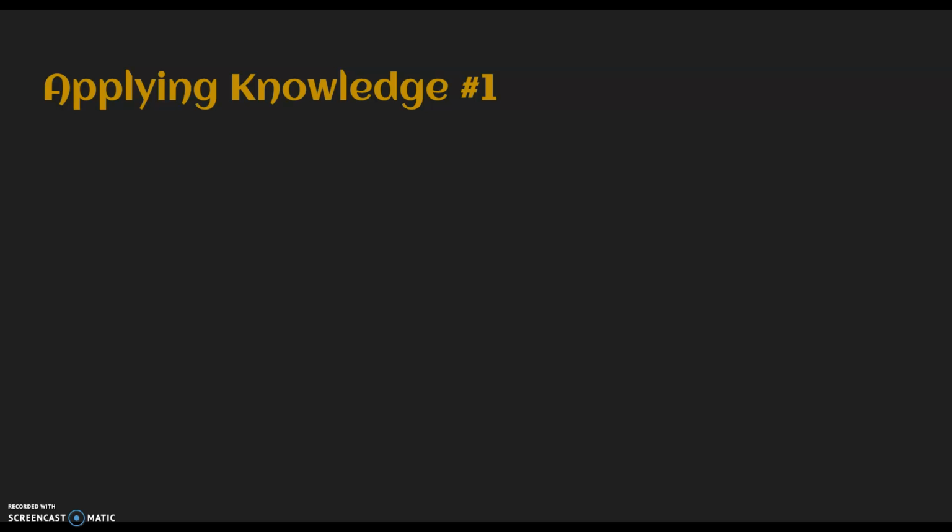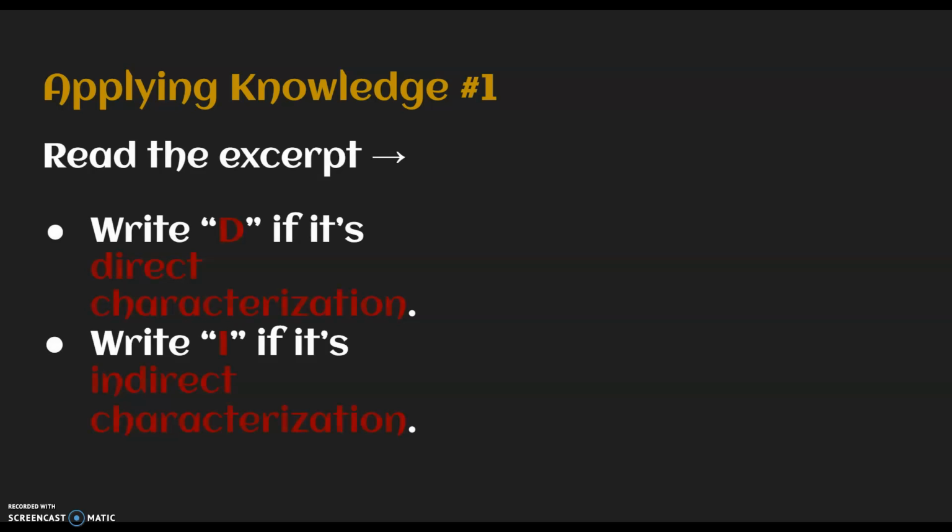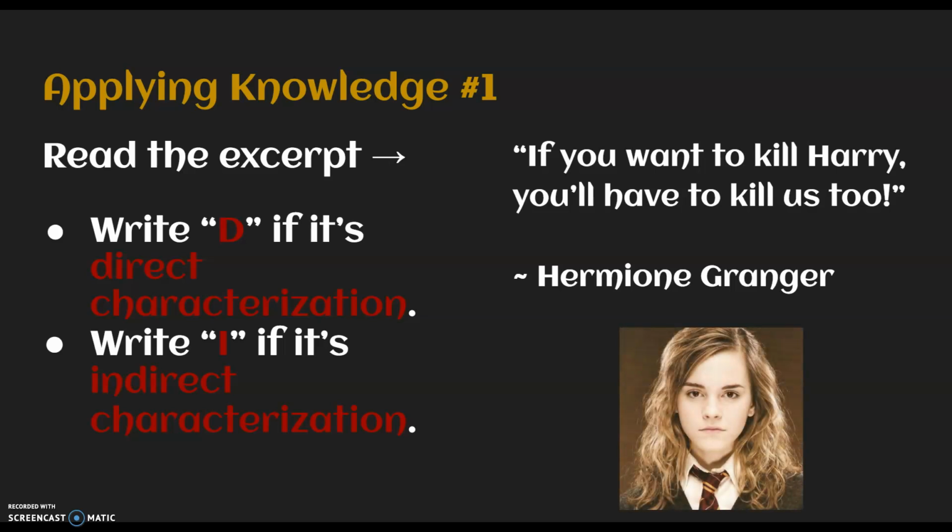Okay, so here's where you're going to take a scrap paper and you're going to write down the answer to this question, okay? So applying knowledge number one. You're going to read the excerpt that I'm going to put up in a minute, and you're just going to, on a scrap paper, write D if it's direct characterization, and write I if it's indirect characterization, okay? So here's the excerpt. If you want to kill Harry, you'll have to kill us too. Is that direct characterization or is it indirect characterization?